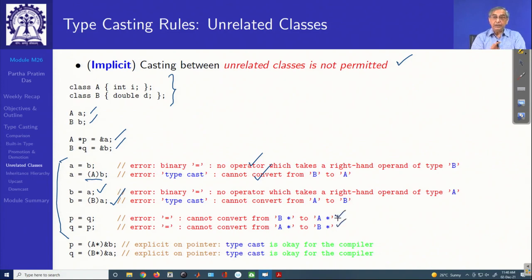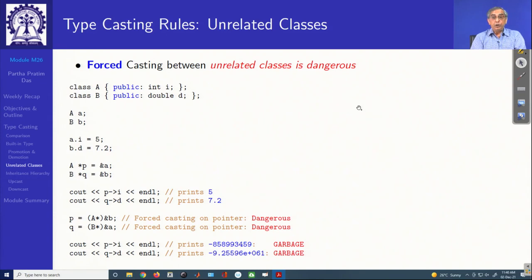The only thing that is allowed is that I can cast the pointer if I explicitly cast it. So, here you can see that I am explicitly casting the address of B, which is of type B star, to the type A star, but it could be very, very risky. So, these are the basic ground rules for unrelated classes. Certainly, as we have done by the explicit casting, we have forced this cast to take place, but this could be really dangerous.